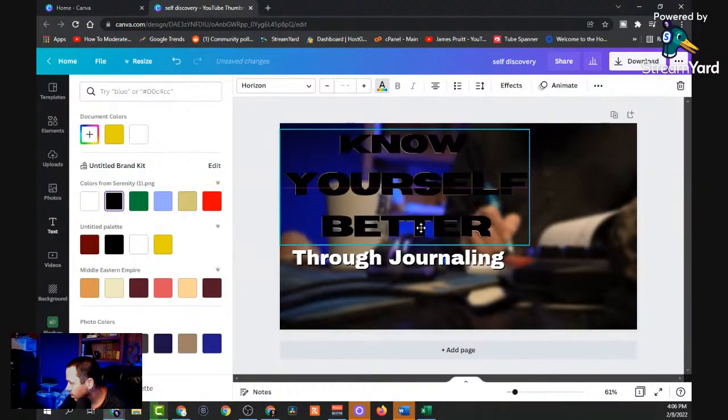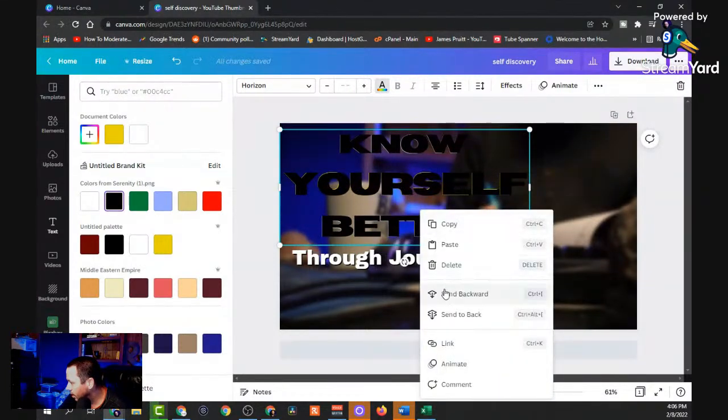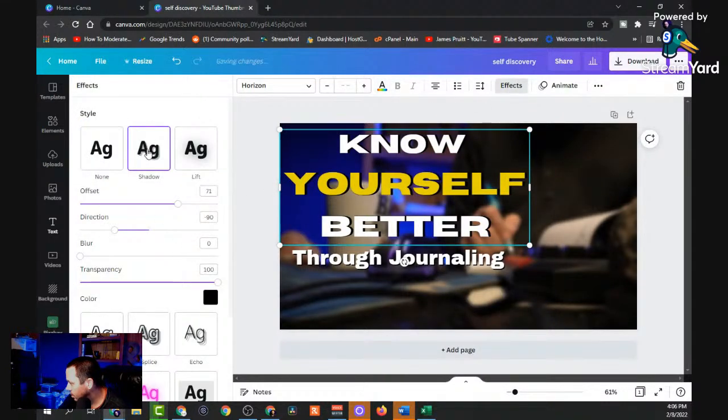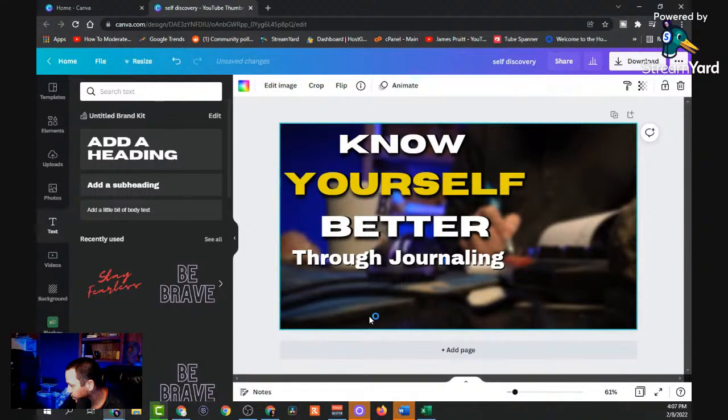So what I'm going to do is do that. Move that backwards. Do effect. Now we're going to do a shadow with transparency up. Blur that one and offset it. Yeah, so now it gives it more of the shadow effect. Let it pop off the screen. Gives it a little bit more depth.